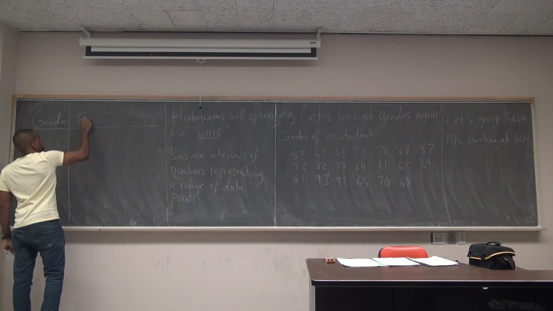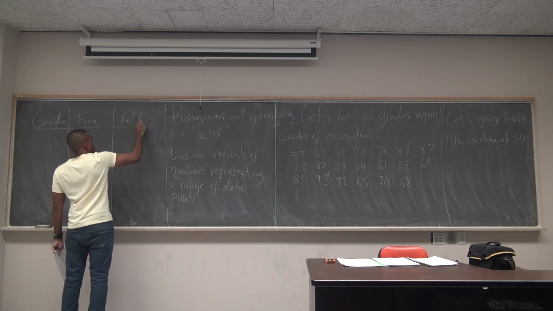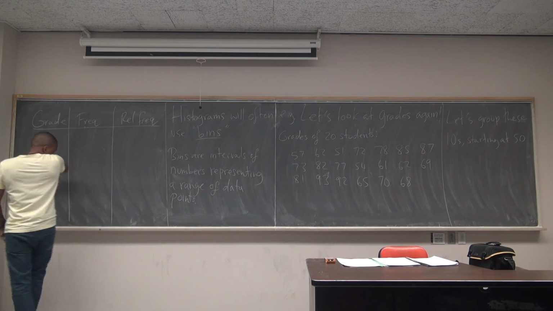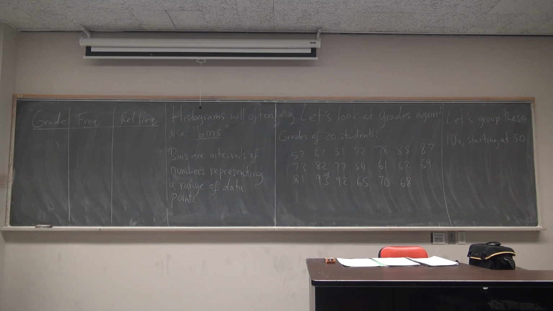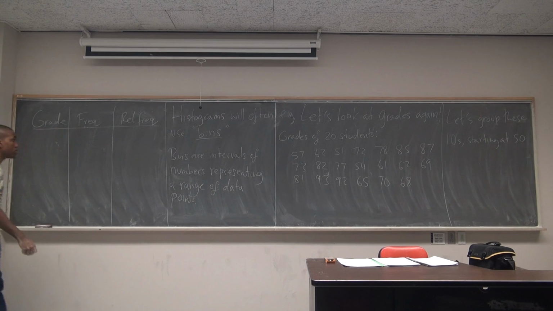Grade, frequency, relative frequency. So now with the grades, I don't want to have 20 data points separately, right? It's okay to group these. So I might say something like, I'm grouping all the grades from 50 to 60, 61 to 70. And then 70 to 80. And then 80 to 90.